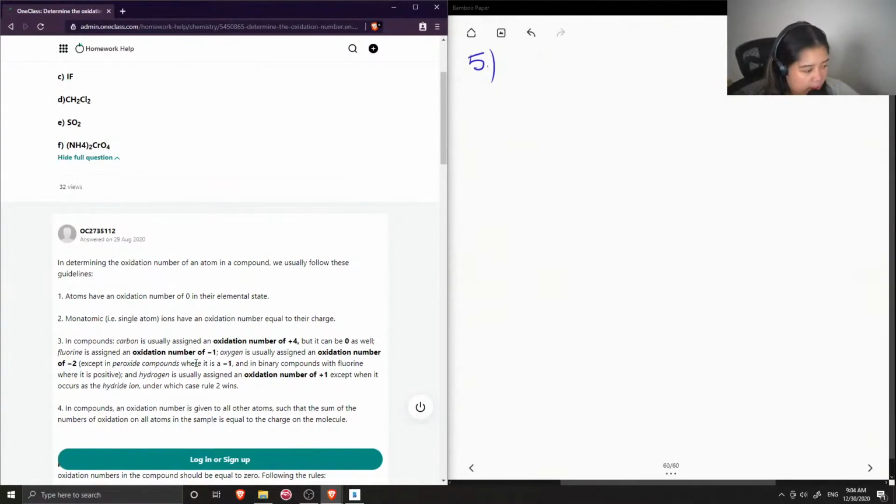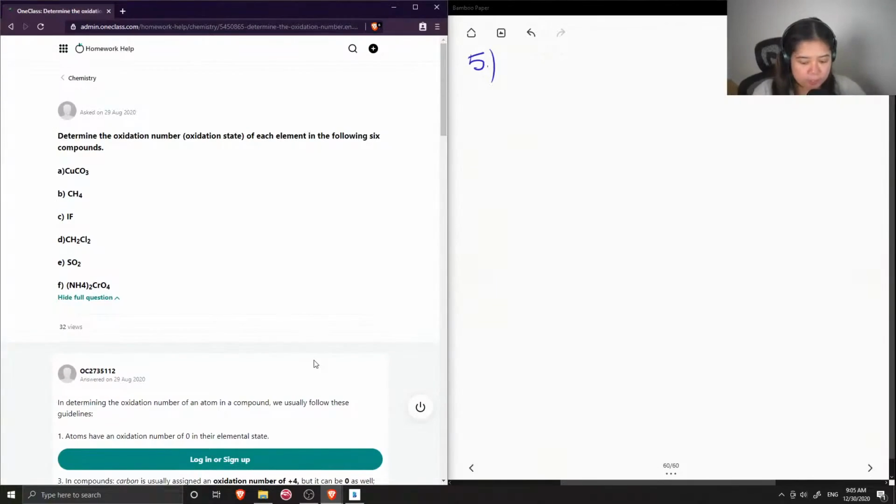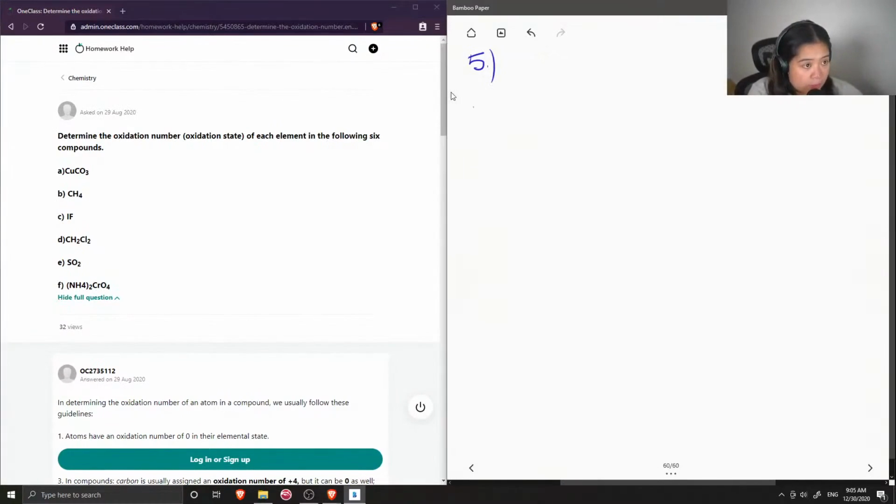And hydrogen is usually assigned an oxidation number of +1, except when it occurs as the hydride ion, under which case rule 2 wins. So in compounds, an oxidation number is given to all other atoms such that the sum of the numbers of oxidation on all atoms in the sample is equal to the charge on the molecule. Okay, so now let's put the rules into work. We have copper carbonate up first.